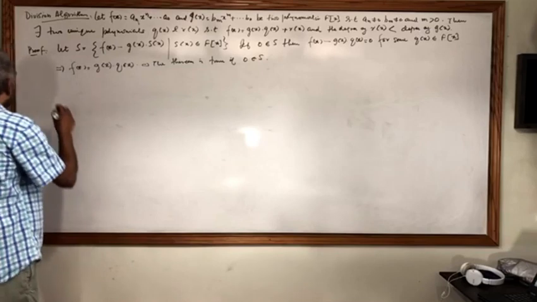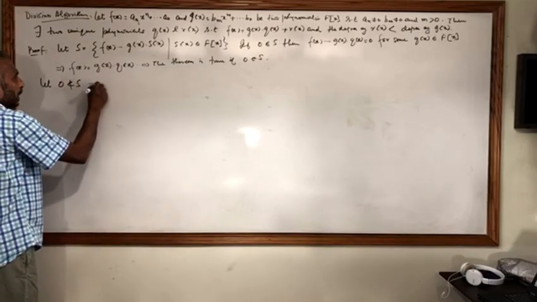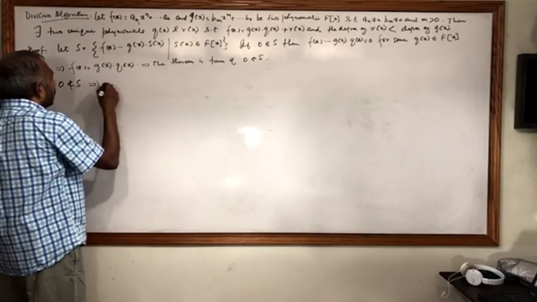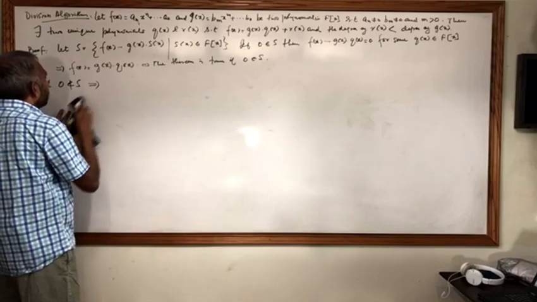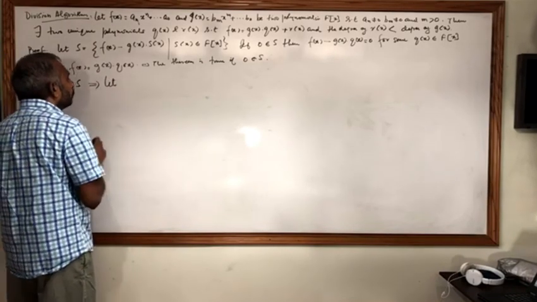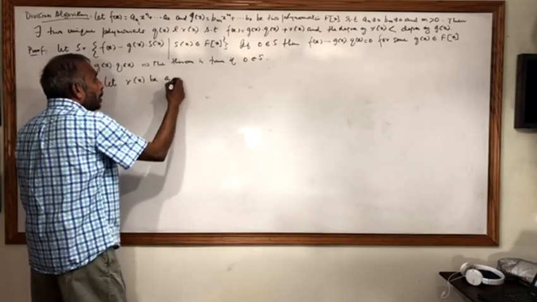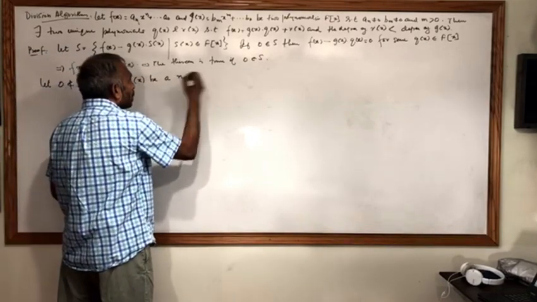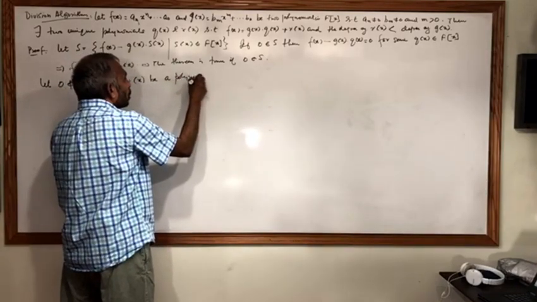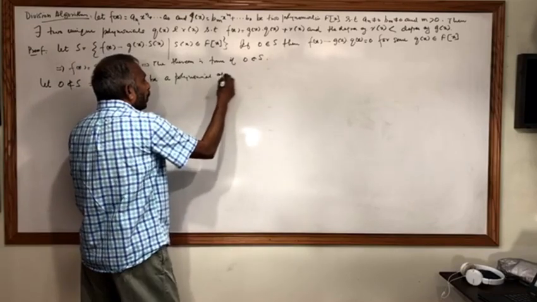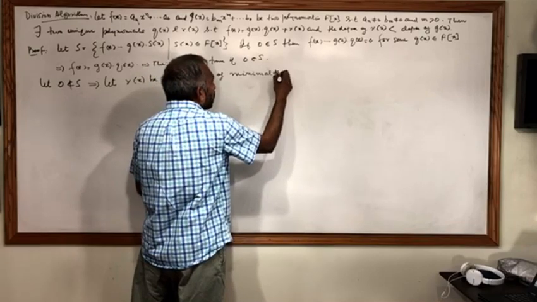Now let 0 not belong to S. That implies, let r of x be a polynomial of minimal degree.